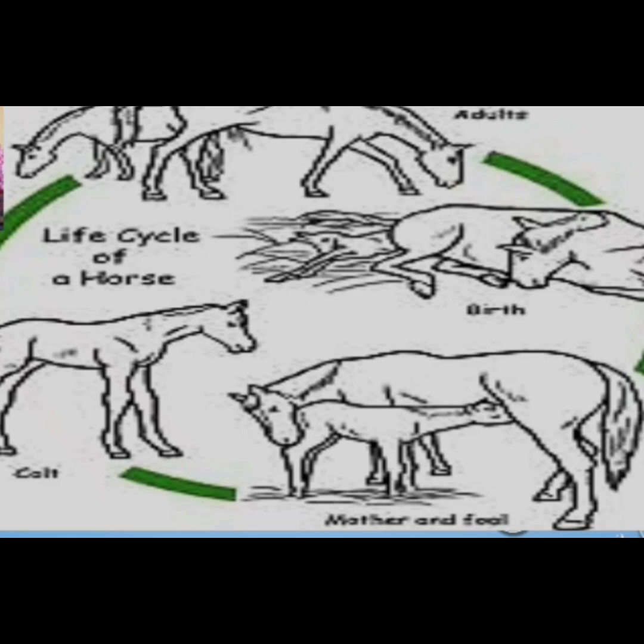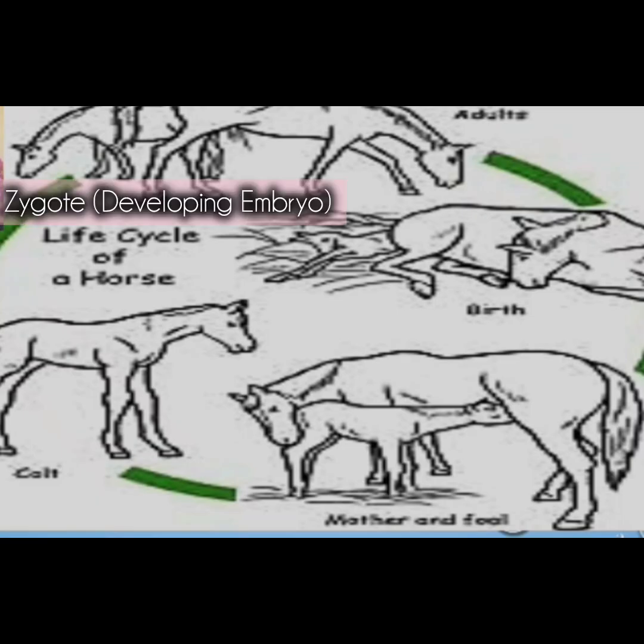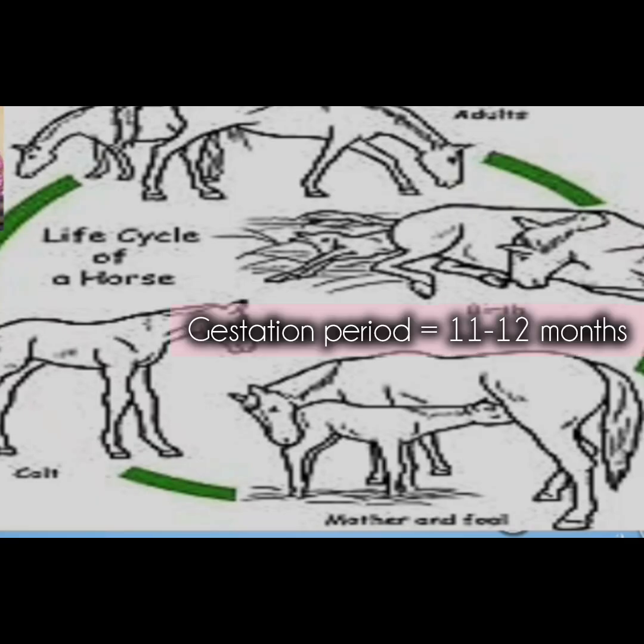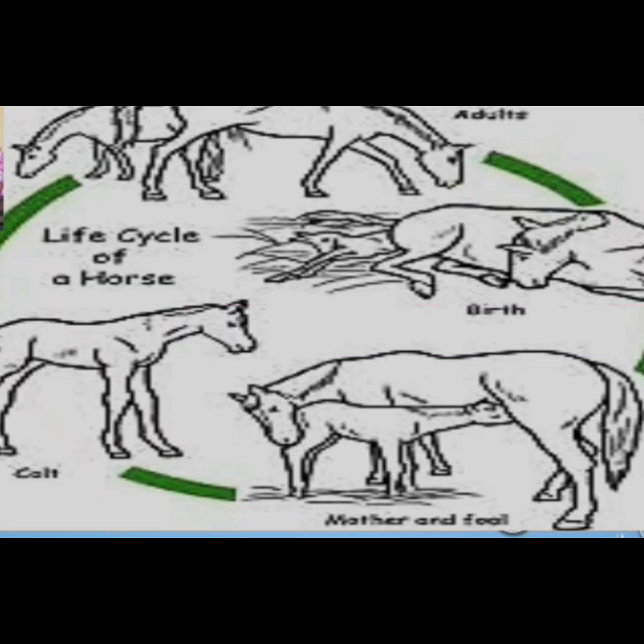Looking at the life cycle of a horse, let's start from these two adults we can see here. Two adult horses will mate. Mating means they come together and exchange their sex cells, or what we call gametes or reproductive cells. These reproductive cells fuse together and form a zygote. The zygote is implanted in the uterus or the womb of the mother horse. After some time, the zygote will grow into a baby horse in the mother's womb, and when the gestation period is complete, which is the period from conception to birth, it will give birth to the young horse.